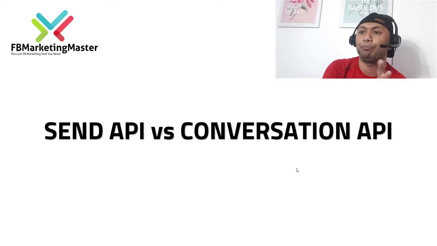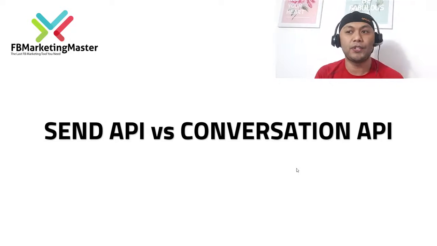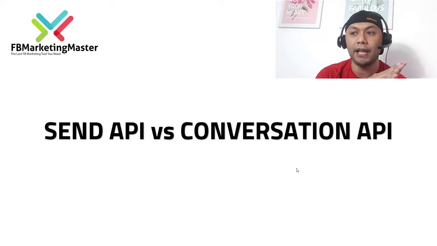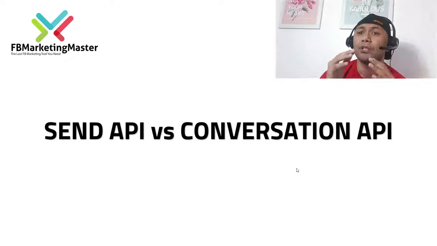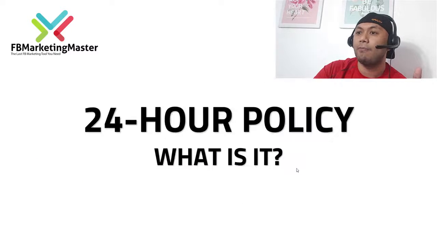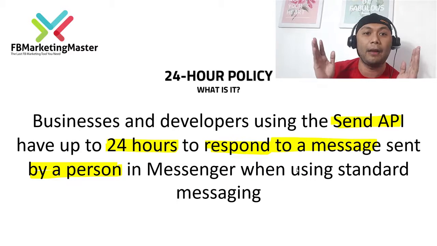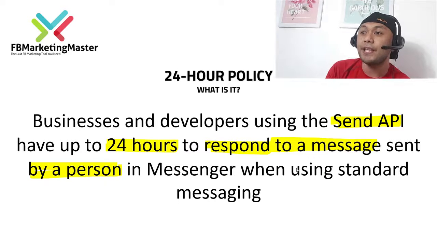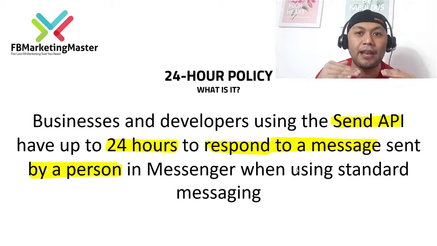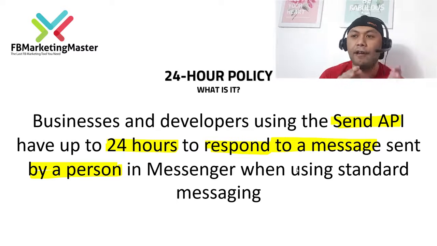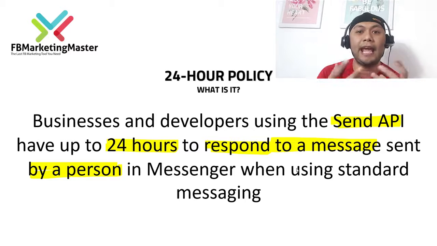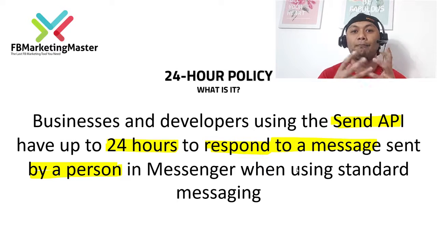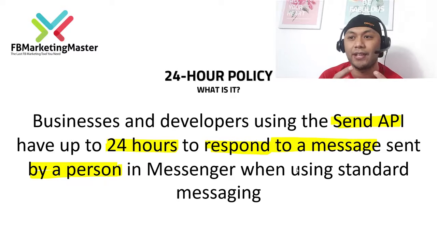So let's go on. That brings us to this discussion: Send API versus Conversation API. Notice on the first discussion of the 24-hour rule. So let's go back here. The 24-hour policy. I'm gonna read it again. Businesses and developers using Send API have up to 24 hours to respond to a message. So only the Send API is bound to this 24-hour policy.